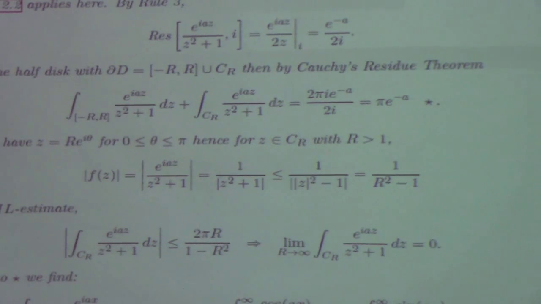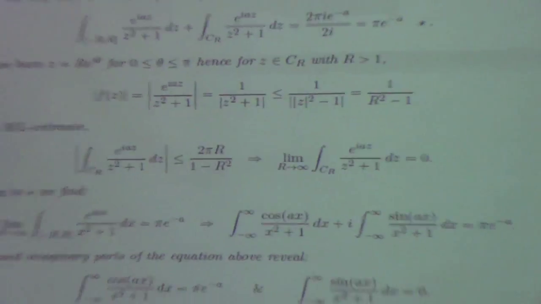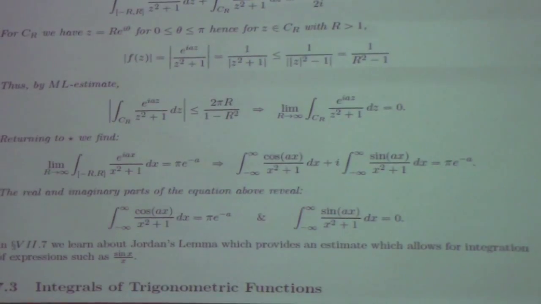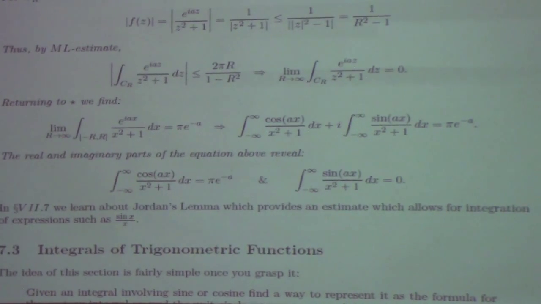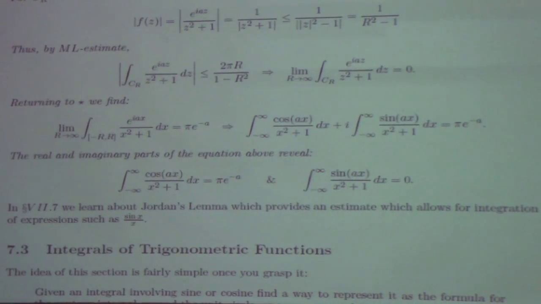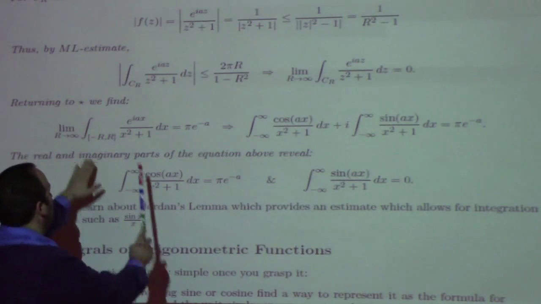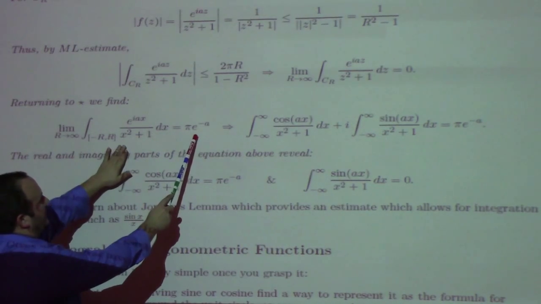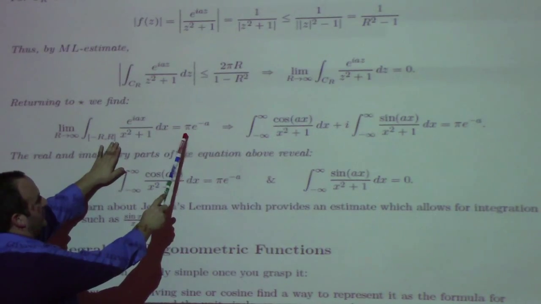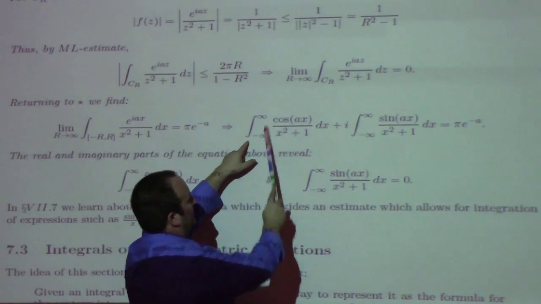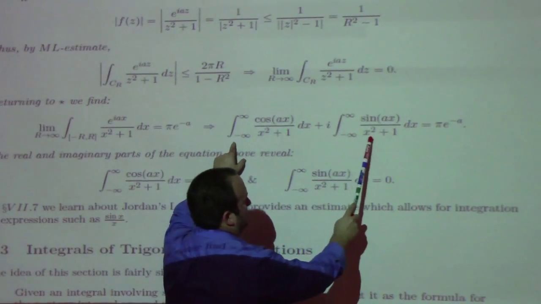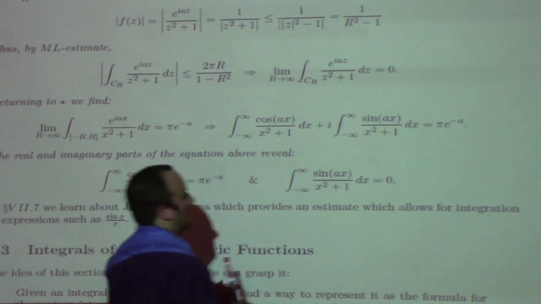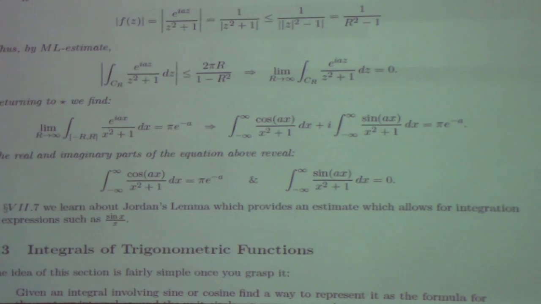So collecting our thoughts: even though I started this discussion saying I wanted to integrate cosine over x squared plus 1, we have, whether we like it or not, calculated the integral of sine over x squared plus 1 as well. So this is equal to that because the other piece drops out by the ML theorem. And so we have the integral from minus infinity to infinity of cosine ax over x squared plus 1, plus i times the integral from minus infinity to infinity of sine ax over x squared plus 1 dx, equal to that. So what's the integral of sine of ax over x squared plus 1 from minus infinity to infinity?